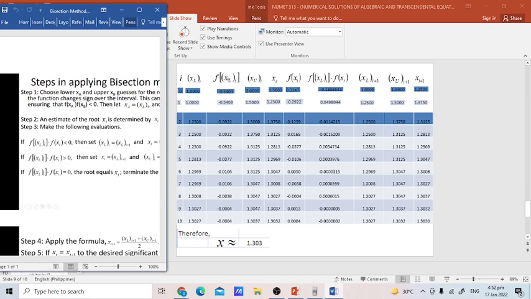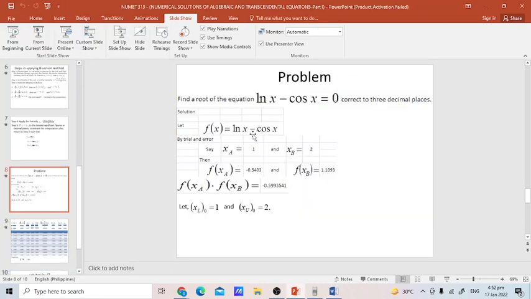Kunin natin f of x sub l. Okay? So, using calculator, makuha natin yan. Negative 0.5403. Okay? Yun yung ln x minus cosine x. Okay? Substitute mo yung value ng x dito, makuha mo yung f of x na yun. Okay?